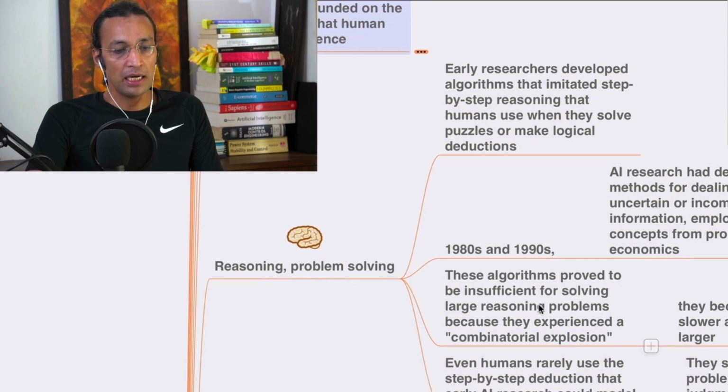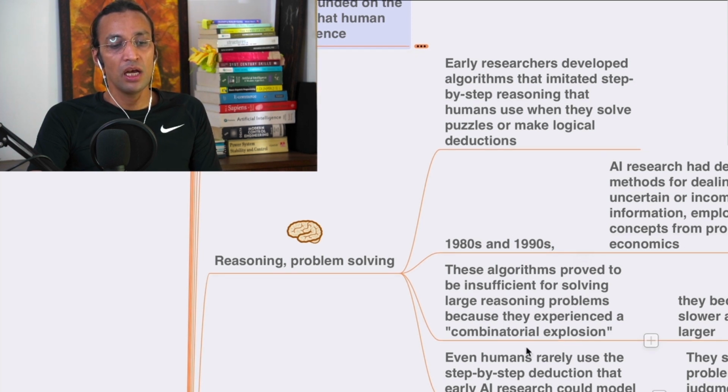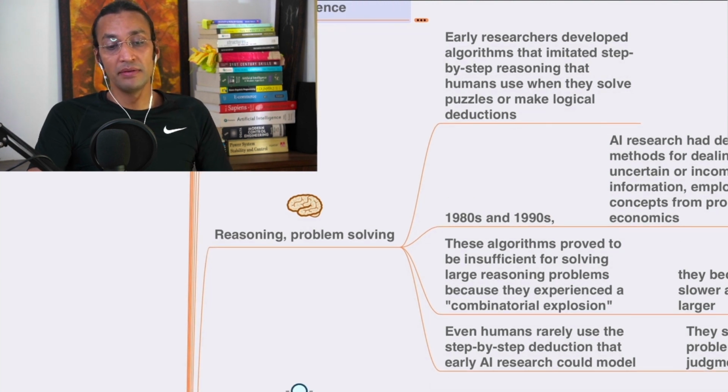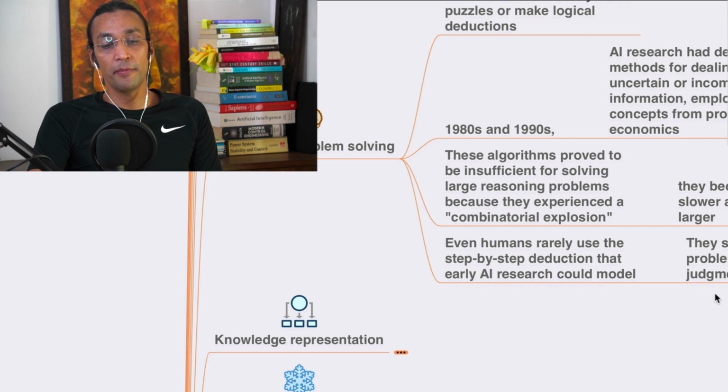These algorithms proved to be insufficient for solving large reasoning problems because they experienced a combinatorial explosion. They became exponentially slower as the problem grew larger. Even humans rarely use the step-by-step deduction that early AI research could model. They solve most of their problems using fast, intuitive judgments.